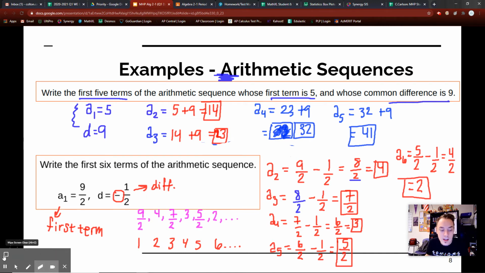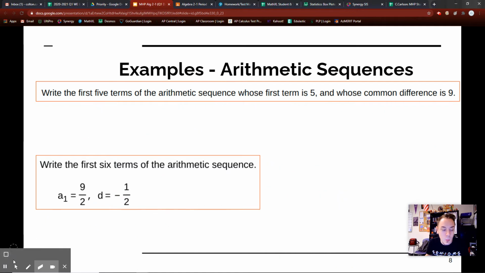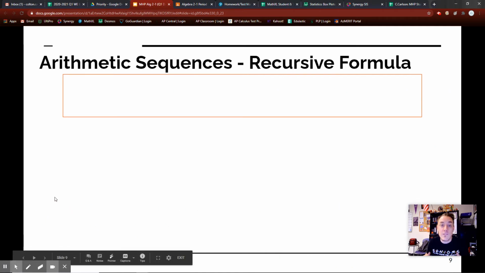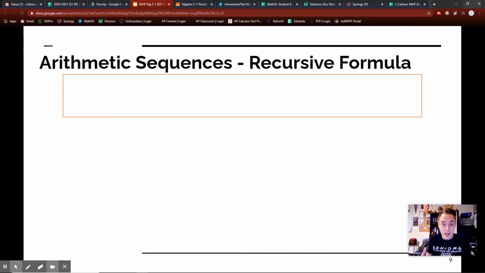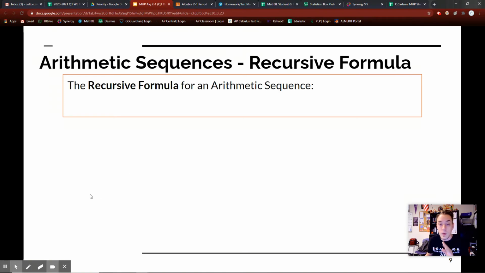All right, let's erase. What is actually happening here? Let's try to develop an actual formula, because this is a pattern. Arithmetic sequences are patterns. Let's develop a formula. It's what we call a recursive formula, and it looks something like this.